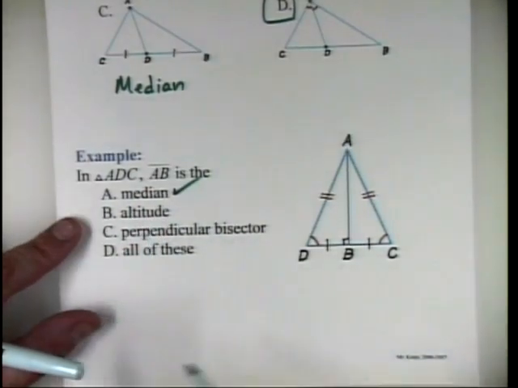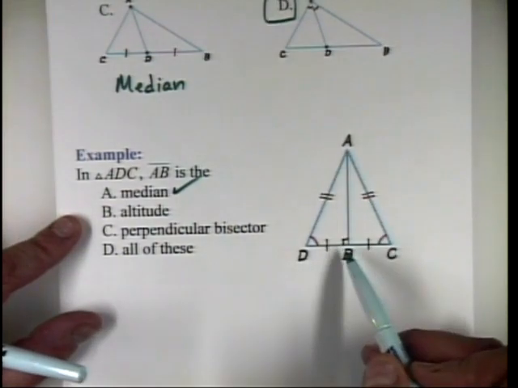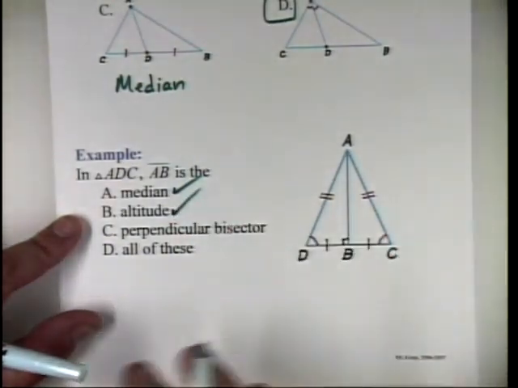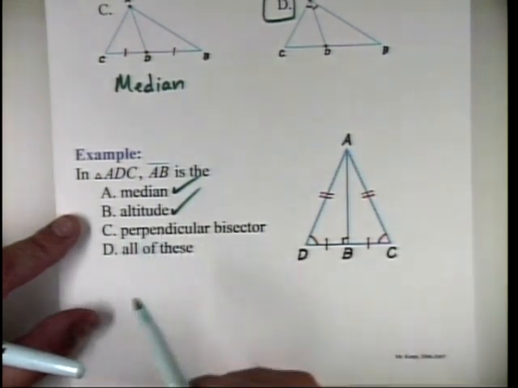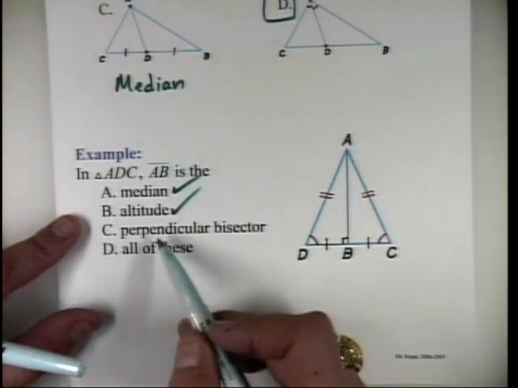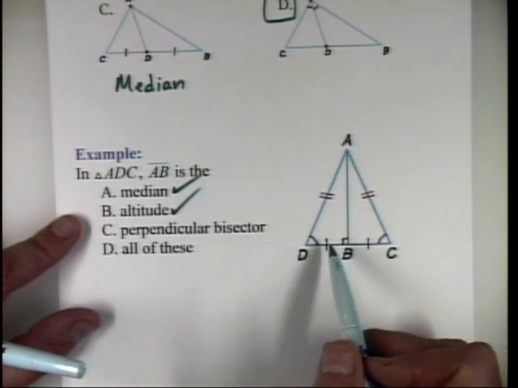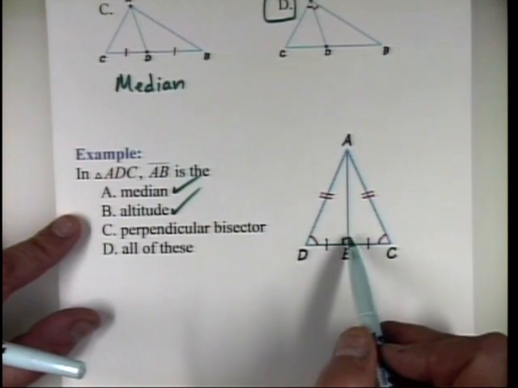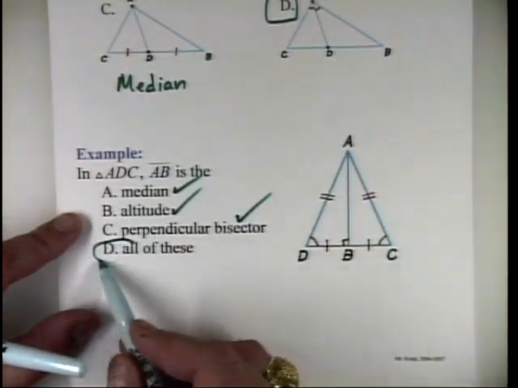Could it be an altitude? Well, it's dropped straight down from the vertex, creating a perpendicular. That's the definition of an altitude. So yes, it is an altitude. Now, because it's a median and it's an altitude, it has to be a perpendicular bisector because it combines both A and B. It's perpendicular, notice the little angle mark, and it cuts the segment in half. It just happens to be a perpendicular bisector that passes through the vertex. So yeah, that's true. The answer is D.